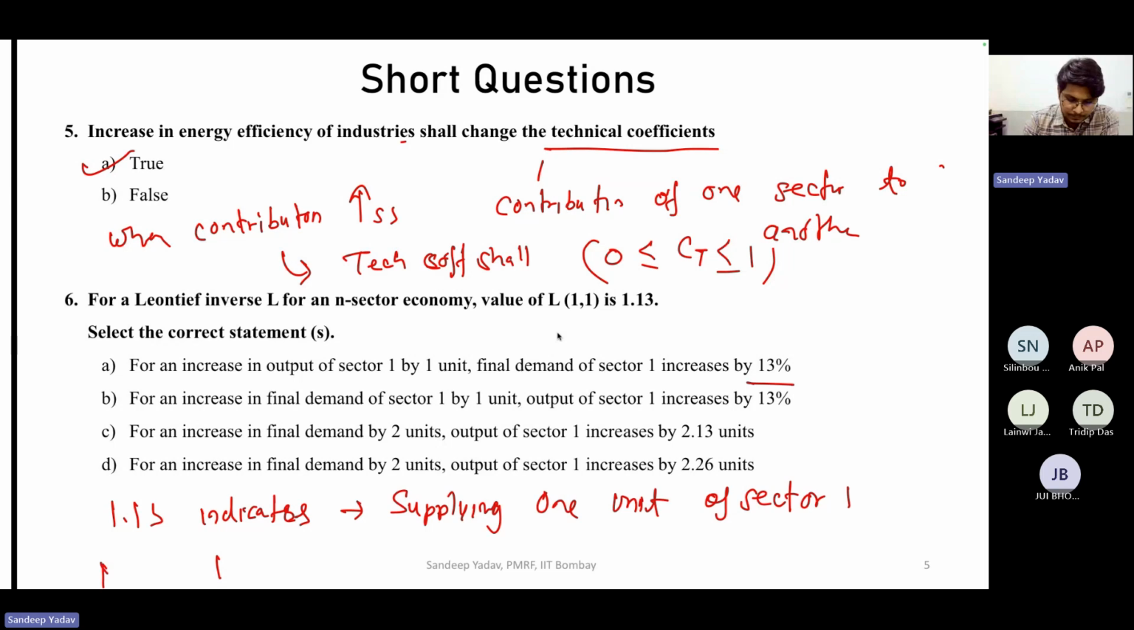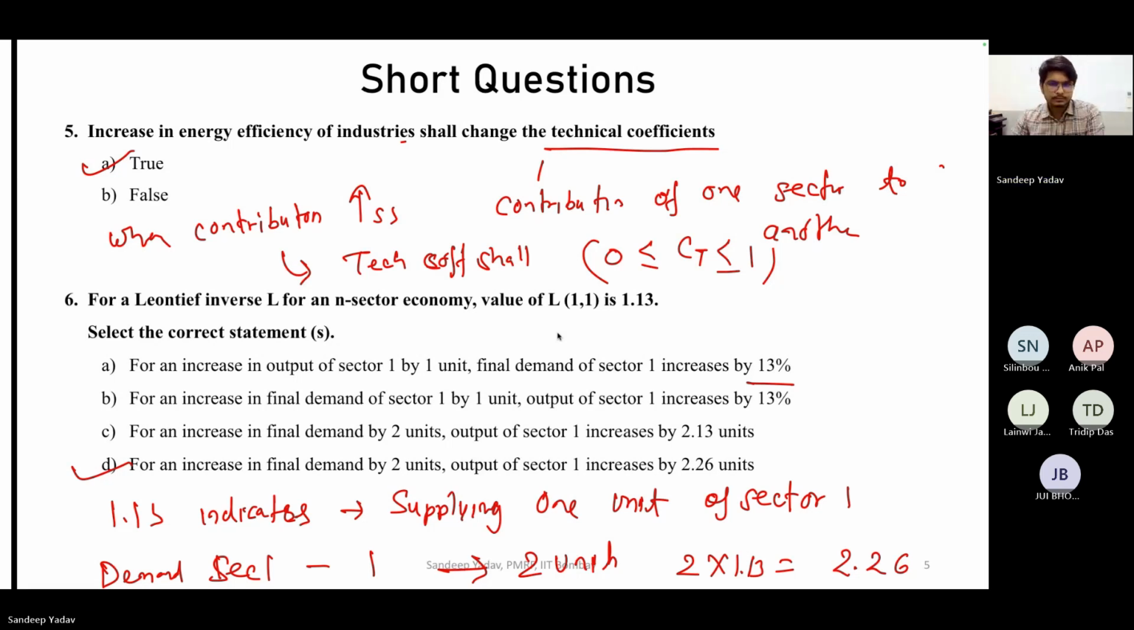Now if the demand of sector 1 was 1 unit and increased to 2 units, then output should increase by 2 into 1.13, which is equal to 2.26. So that's why the correct answer will be: for an increase in final demand by 2 units, output of sector 1 increases by 2.26 units. I hope this is clear now. If you have any doubt, you can ask.